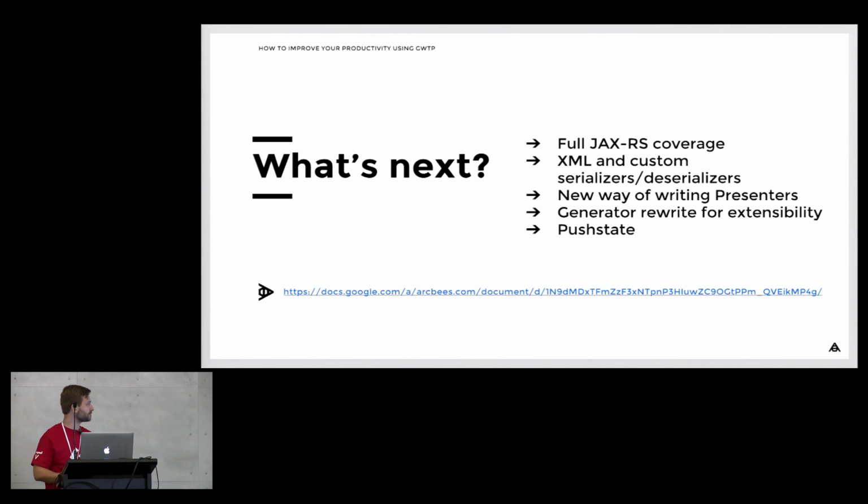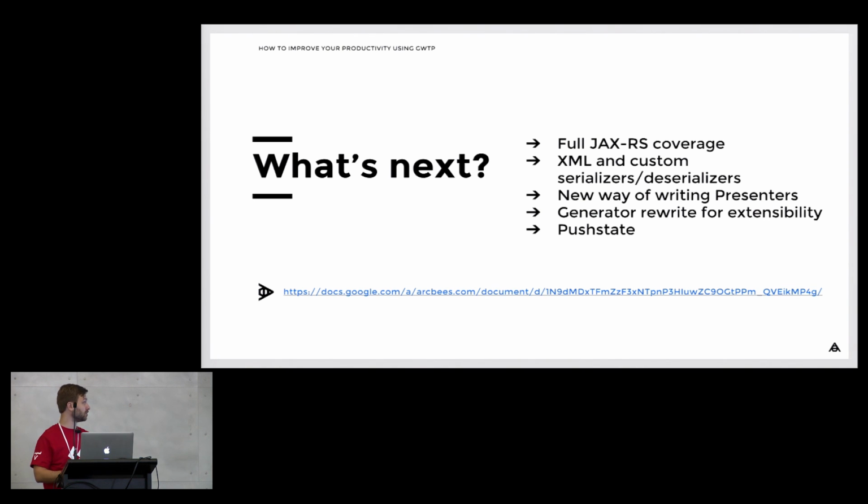So what's next? Well, we aim at continually improving GWTP and all our products, but we want full JAX-RS coverage. I was saying that it was our aim, and we're nearly there. There are some things that are not yet complete. We're working currently on a project that requires XML and custom serializer, deserializer through RestDispatch, so this is one of the priorities that we will work on in the next few weeks.